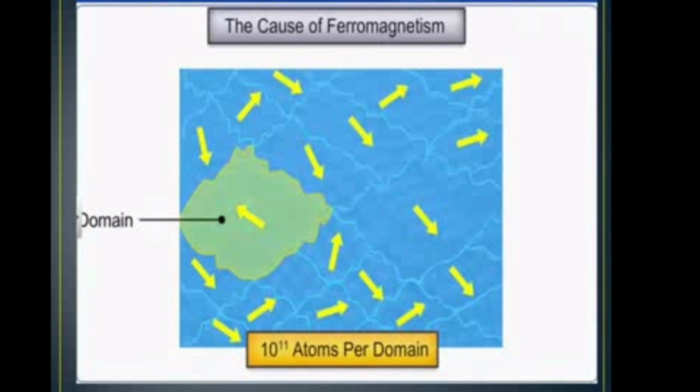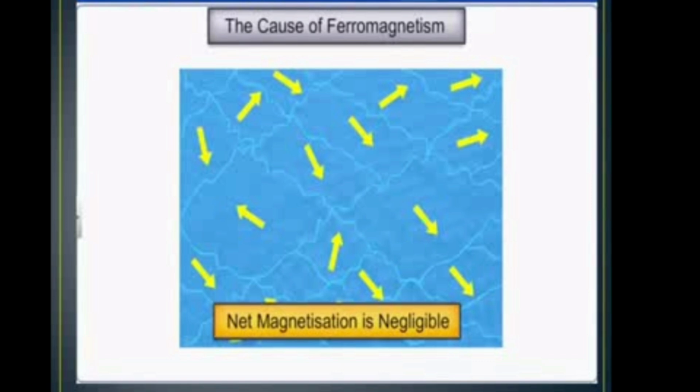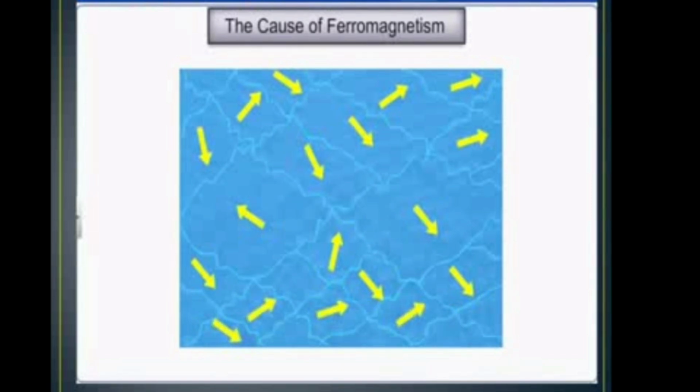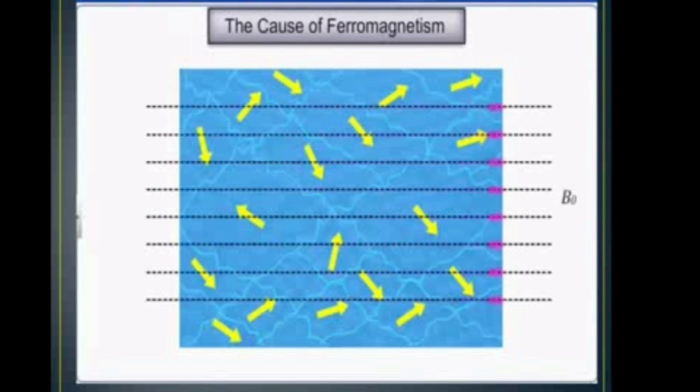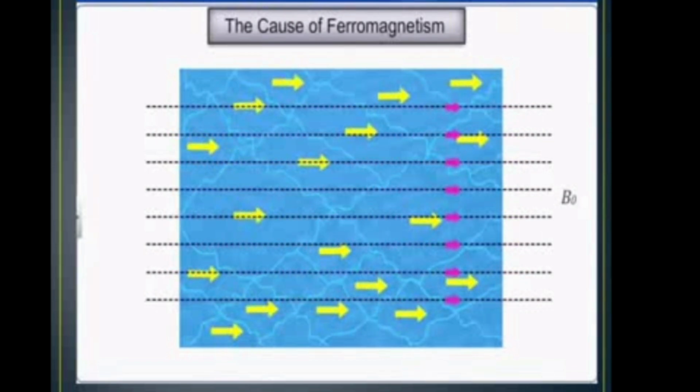Each domain contains about 10 to the power of 11 atoms. It differs for different domains. It is not a constant value. So different domains have different directions before applying any external field. Net magnetization is negligible, because it is 0, since the domains are in different directions. Now it is placed in a uniform magnetic field. So what happens? They are arranged in the direction of the applied magnetic field.